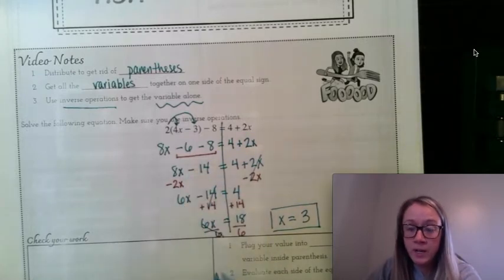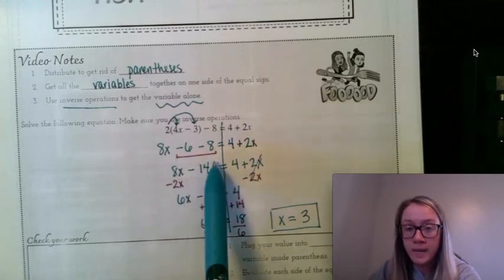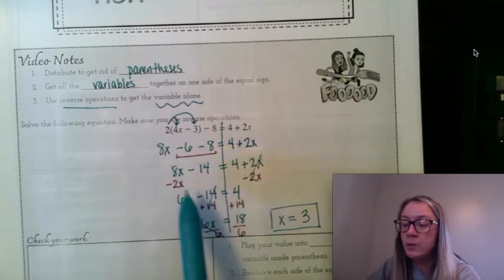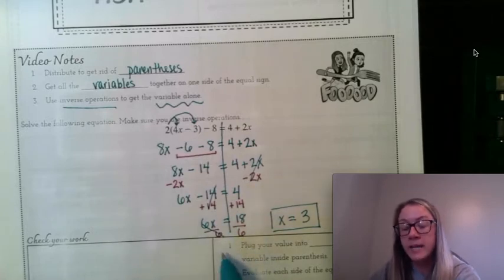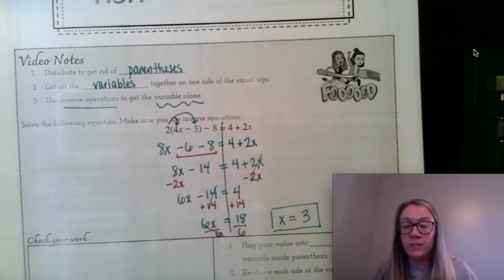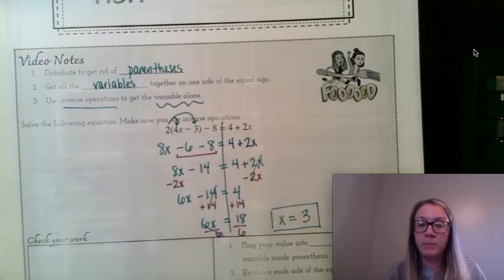Everything we did here, we have done before. We know how to distribute, we can combine like terms, we know how to subtract things from both sides or add things from both sides or divide, because those are inverses of what we need. It's just there happens to be a little bit more that we have to do to get the variable by itself.